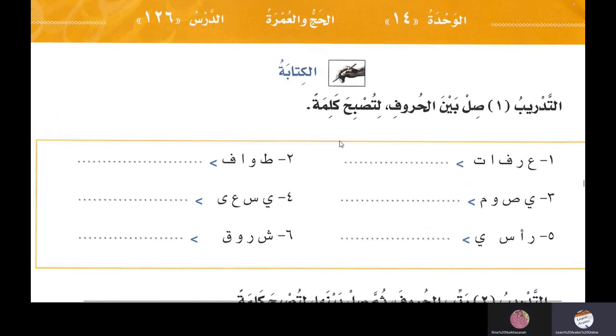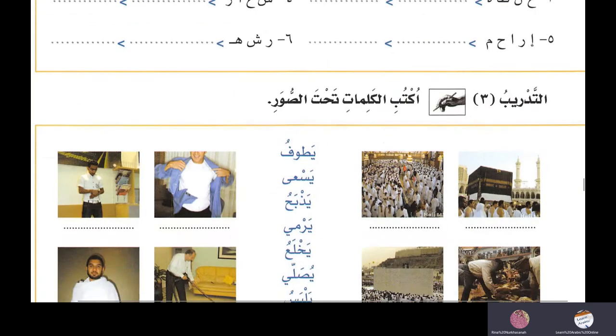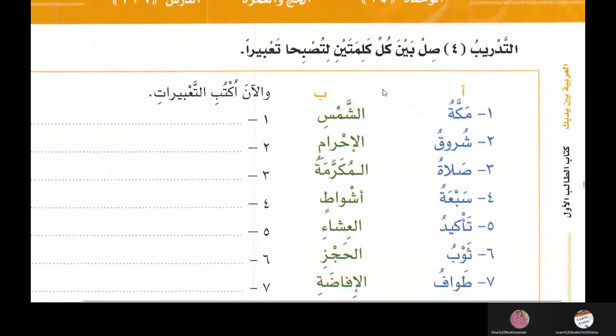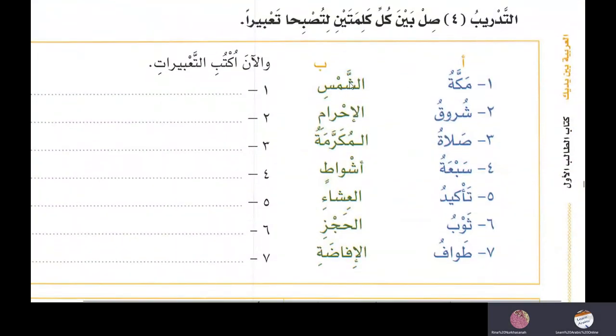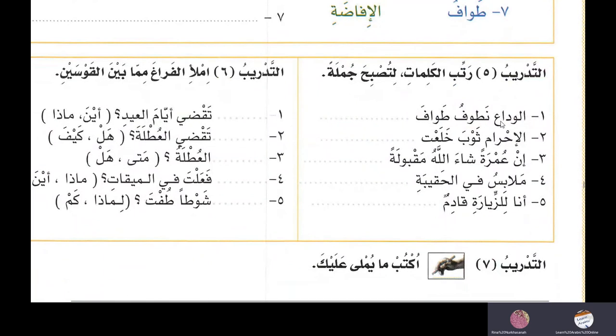Join the letters to make a word. You will just join them and they will become a word. Then you will arrange them and make a word with these letters, alphabets. Then you will write these words under these pictures. Then you will join these words with each other and write them here. Then you will arrange these words so that they become a proper sentence. Then you will choose the most appropriate word for these blanks. You have two options.